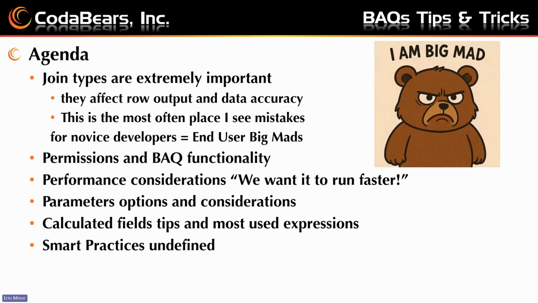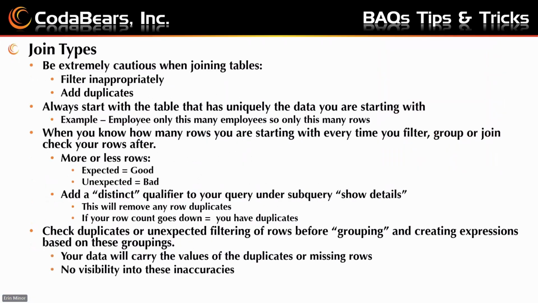So we're going to talk about that for a little bit, and then we're going to talk about permissions and BAQ functionality. We're also going to talk about performance considerations. We want it to run faster. It's usually what you hear, so I'm going to talk a little bit about that. Parameter options and considerations. Then we're going to talk about calculated fields, tips, and the most used expressions. And then we're going to talk about just a couple other smart practices that are not part of these other categories.